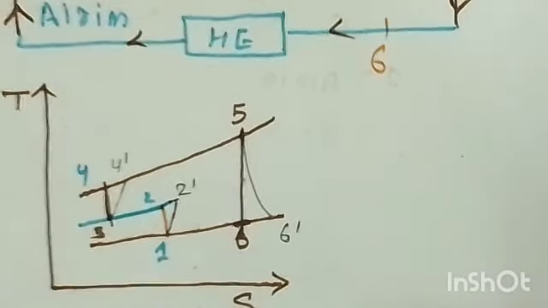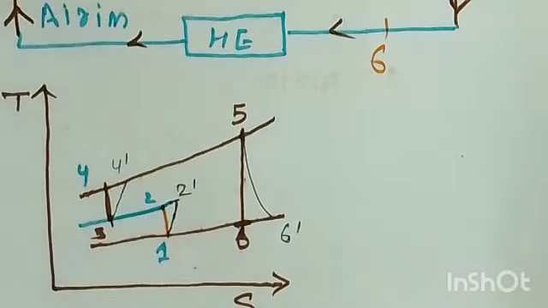Okay, now then we have to see the work input of the compressor, work output of the turbine, heat supplied and heat rejection. So let's see that.